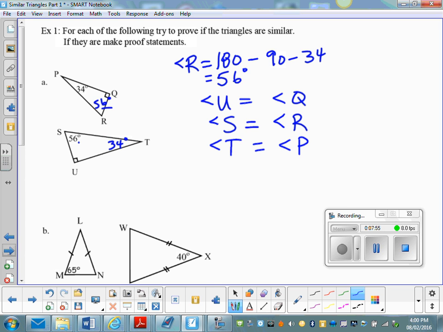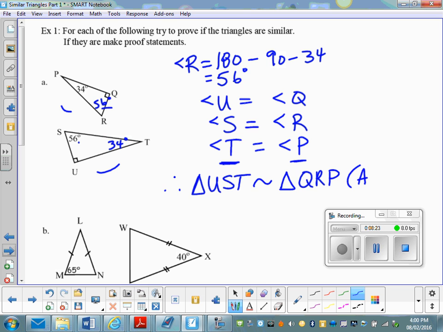Notice my format here. All of the sides on this side are all from the bottom triangle here, and all the angles I have on this side are all from the top triangle here. And that makes it easier because now I'm going to say, therefore, triangle UST is similar to triangle QRP, and my reason is angle, angle, angle.